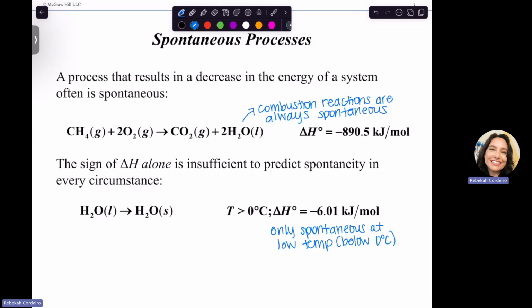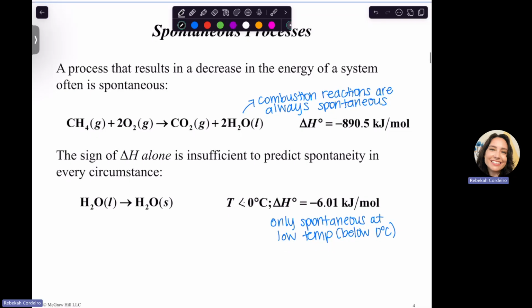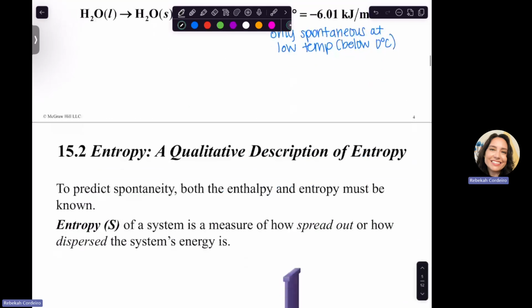I think it should be temperature is below 0 degrees C here. Temperature is less than 0. So when the temperature is less than 0 degrees C, this process will be spontaneous, and it's exothermic, right? So it's not that every exothermic process is always spontaneous. We have to get that kind of out of our heads because that doesn't help us here. And this process only happens when the temperature is low. We only have liquid go to solid, or freezing, at lower temperatures.